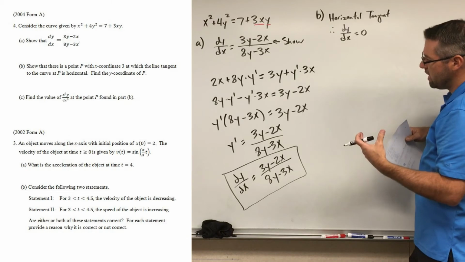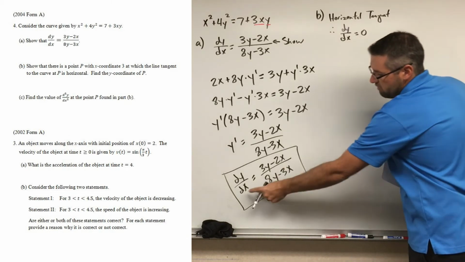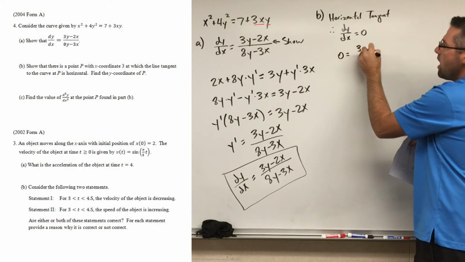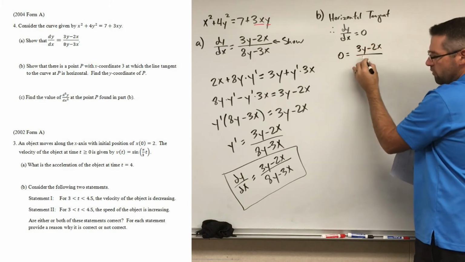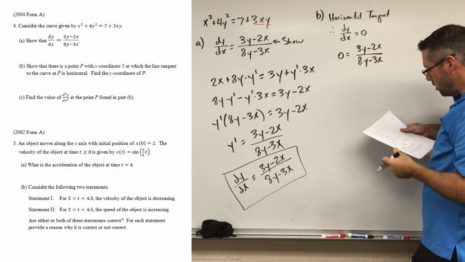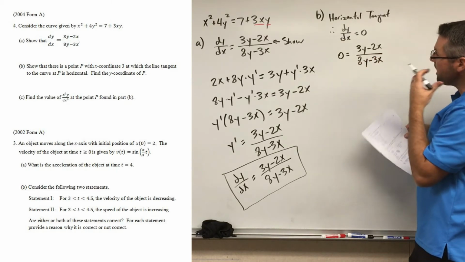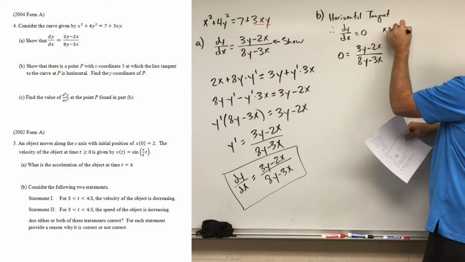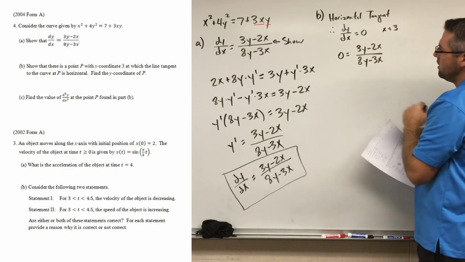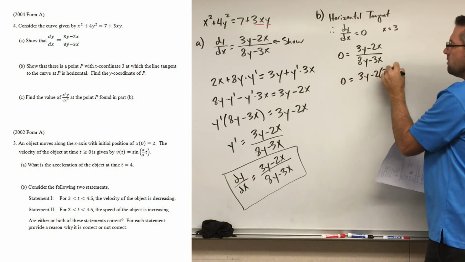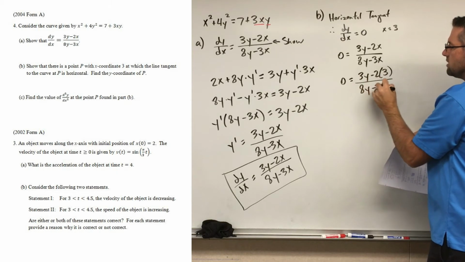So all I have to do then is plug in 0 for my derivative, and so I'm left with 0 equals (3y minus 2x) over (8y minus 3x). But then it also said to find the y value when x equals 3. So we're going to go ahead and plug in 3 here. So we end up with (3y minus 2 times 3) all over (8y minus 3 times 3).